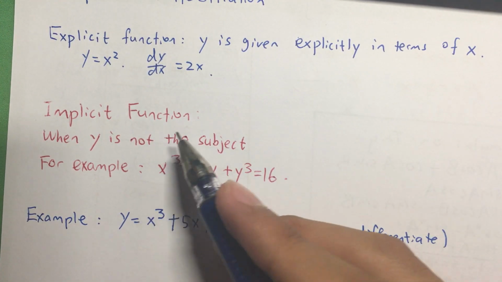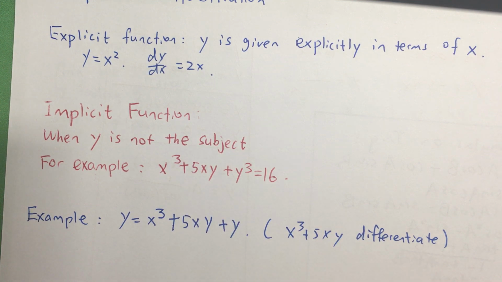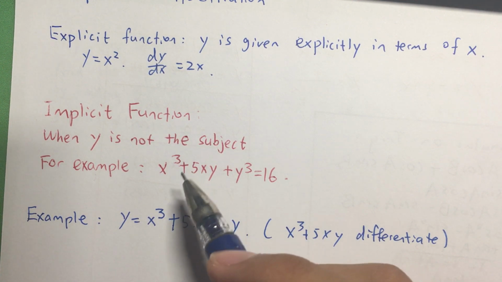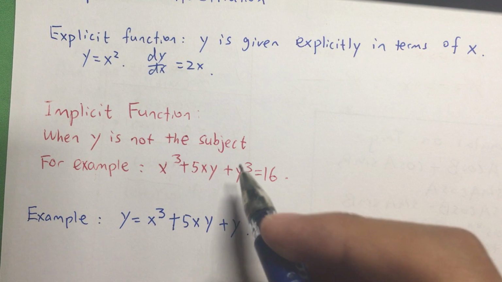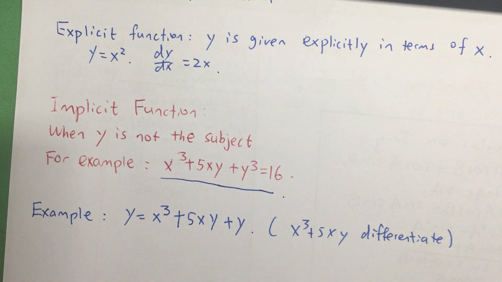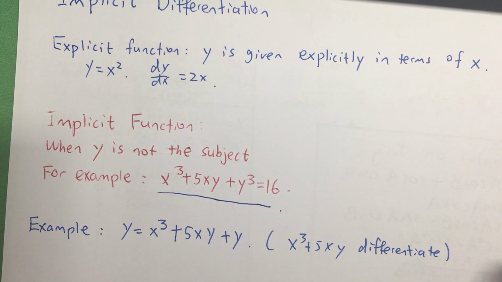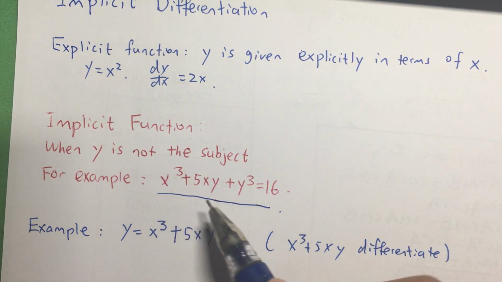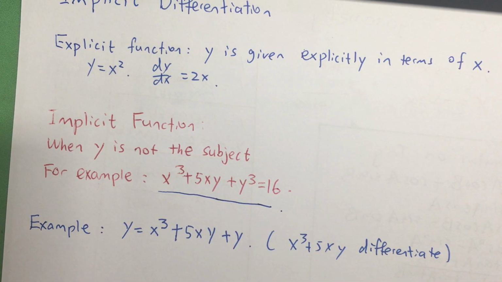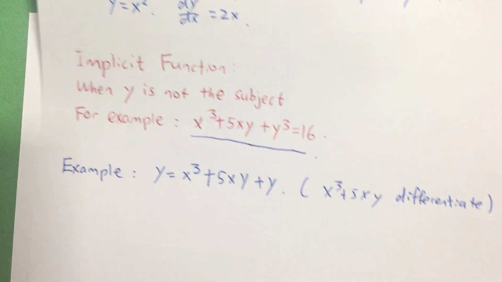However, for an implicit function, y is not the subject of the function, which means you can't change y into the subject of the function. Like this function, however hard you try, you still can't change the subject into y. This is called an implicit function, and we need some other skills to differentiate this. So now let's start with a basic example.